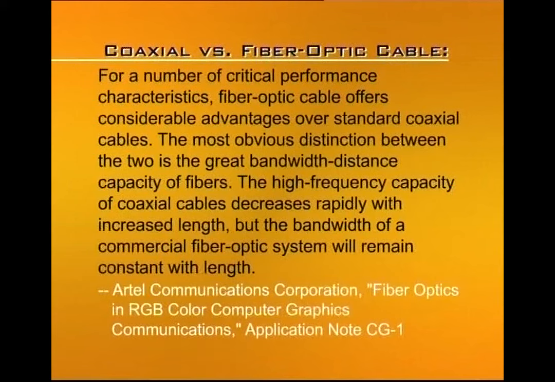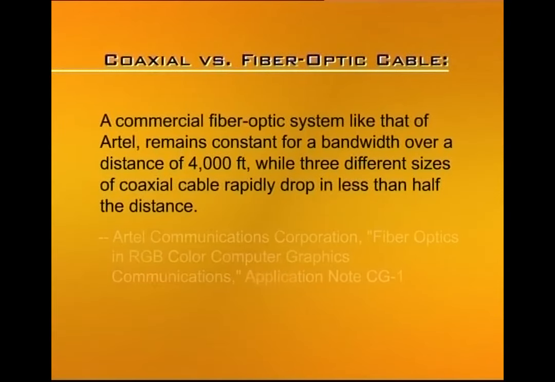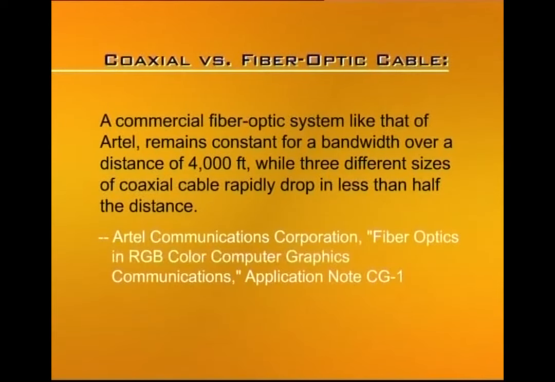The most obvious distinction between the two is the great bandwidth distance capacity of fibers. The high frequency capacity of coaxial cables decreases rapidly with increased length, but the bandwidth of a commercial fiber optic system will remain constant with length. A commercial fiber optic system like that of Artel remains constant for a bandwidth over a distance of 4,000 feet, while three different sizes of coaxial cable rapidly drop in less than half the distance.